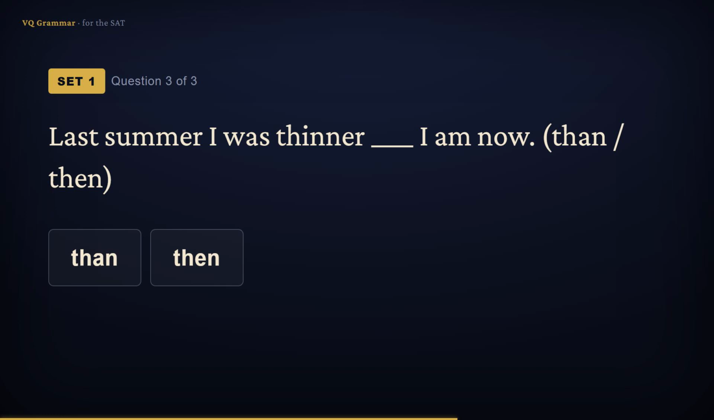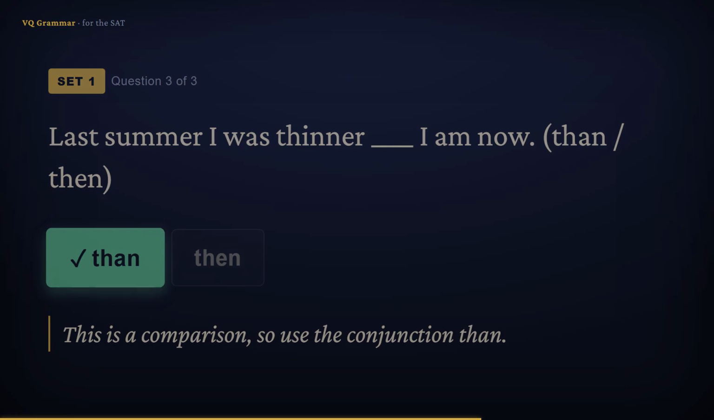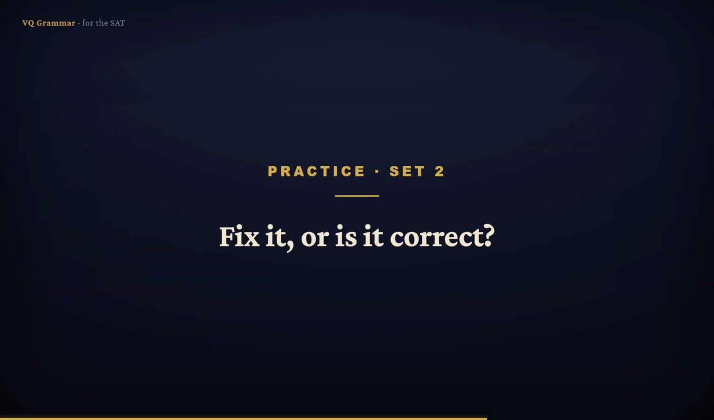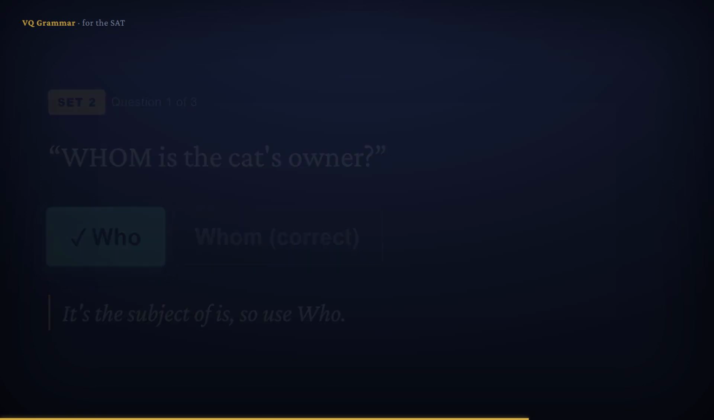Last summer I was thinner blank I am now. This is a comparison, so we use the conjunction. So the answer is than. Three more. Choose the fix or correct as is if it's already right. Whom is the cat's owner? The word is the subject of is, so it should be who. So the fix is who.